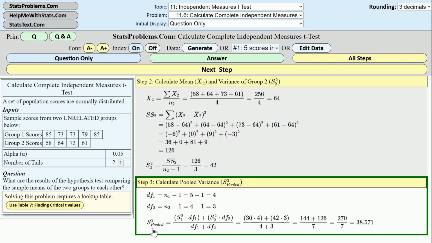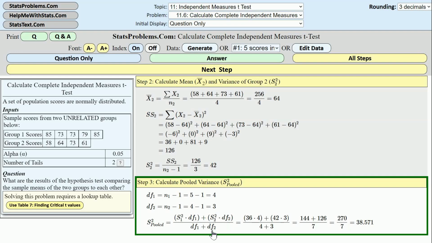Now we calculate S squared pooled. S squared pooled equals variance of Group 1, S1 squared, times the degrees of freedom for Group 1, DF1, plus variance of Group 2, S2 squared, times the degrees of freedom for Group 2, DF2, divided by DF1 plus DF2.